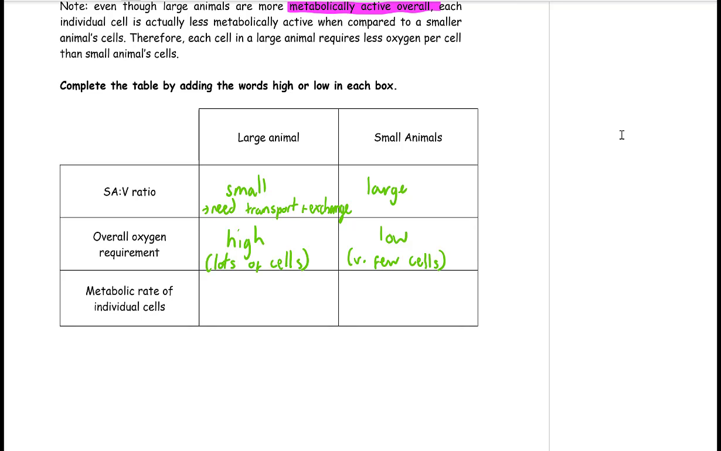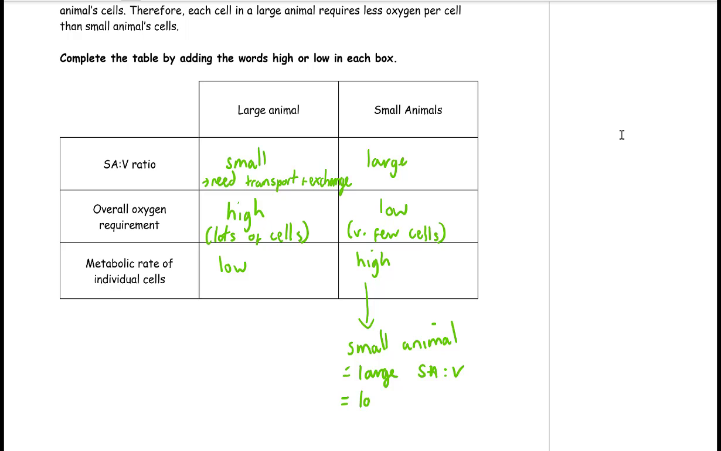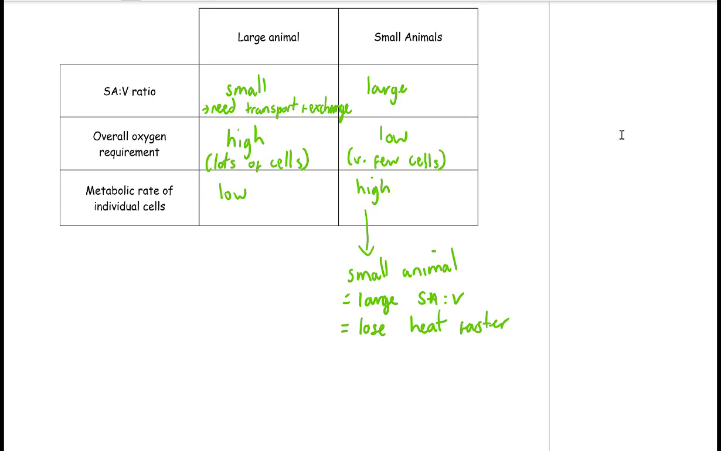Metabolic rate of individual cells for a large animal might be quite low, but for a small animal might be quite high. And I suppose one of the reasons might be, if it's a small animal, it has a large surface area to volume ratio, so it would probably lose heat faster, so it would need a higher rate of respiration to maintain body temperature.